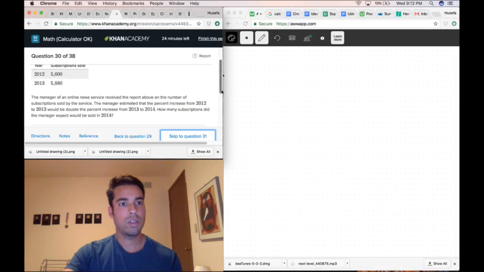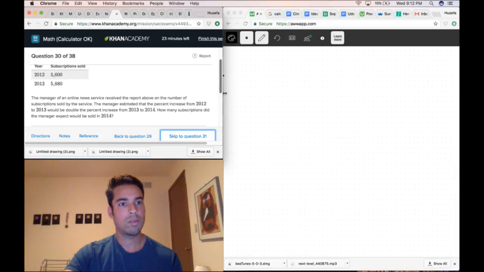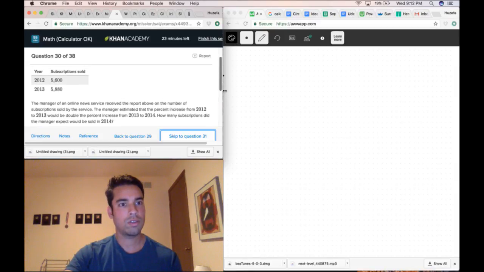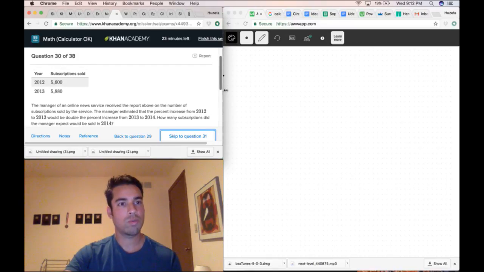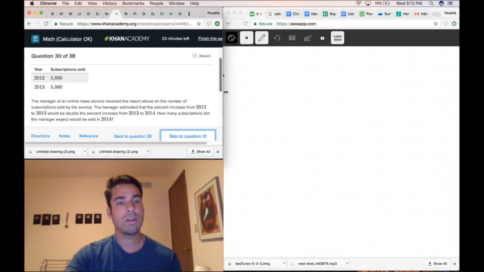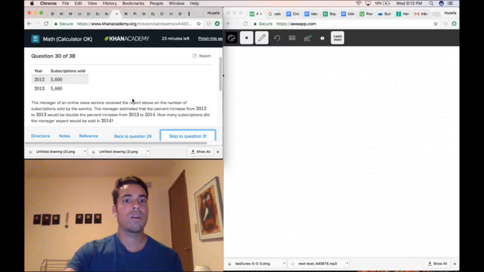Subscriptions sold per year. The manager of an online news service received the report above on the number of subscriptions sold by the service. The manager estimated that the percent increase from 2012 to 2013 will be double the percent increase from 2013 to 2014. So this is actually going to be half. How many subscriptions did the manager expect would be sold in 2014?